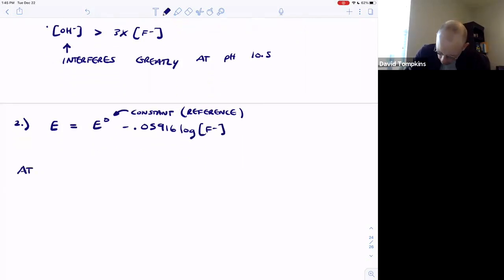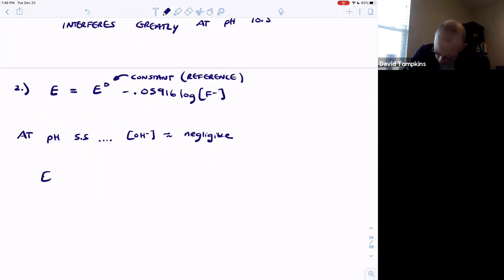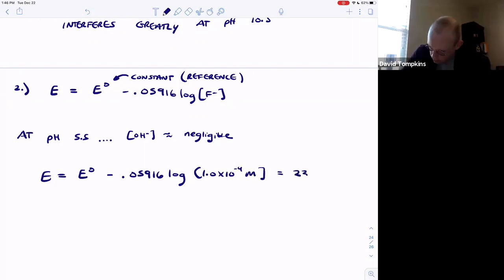So first of all, at pH 5.5, when we have an acidic solution, the hydroxide concentration is negligible. And here, the measured potential should be the constant from the reference minus 0.05916 times log of the fluoride concentration, 1 times 10 to the negative 4 molar. And that gives us 236.6 millivolts.